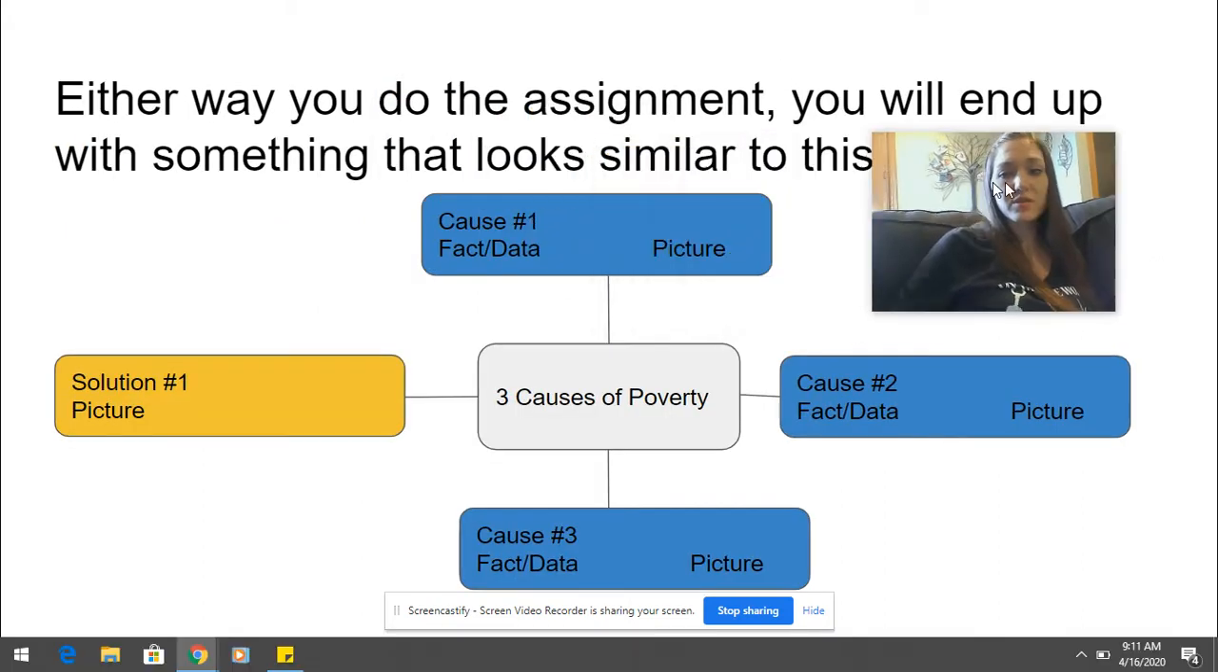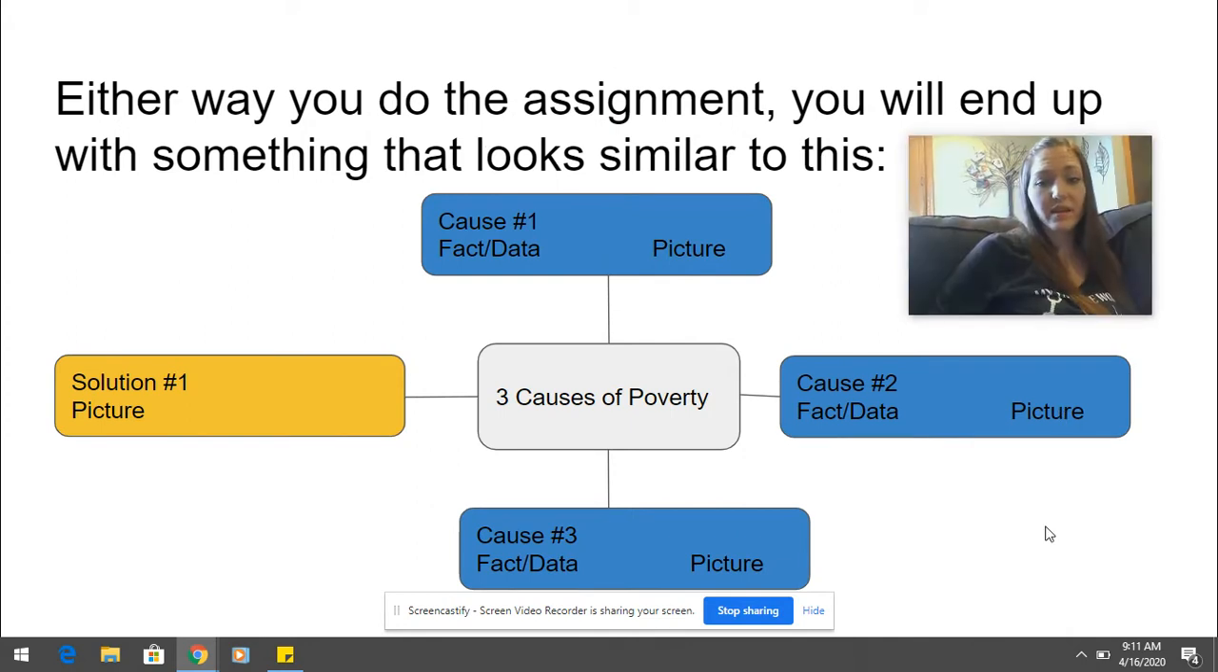Either way you choose to do this assignment, it'll look something like this. You'll have your 3 causes of poverty in a circle or a box right in the middle. Then you're going to have 4 different branches coming off of that box. You're going to have 1 branch for a cause with a fact to back it up and a picture. Another one for a different cause, fact and a picture. Third one for the third cause, fact and a picture. And the last branch will be your 1 solution and 1 picture.